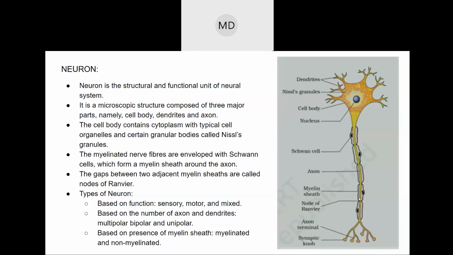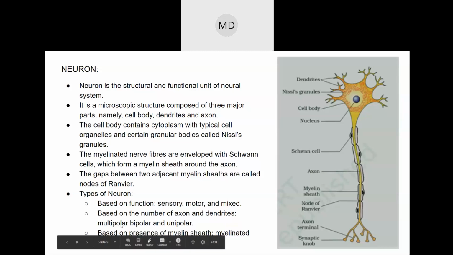Then there is this one, based on the number of axons and dendrites. Based on the number of axons and dendrites, the neurons are of three types.